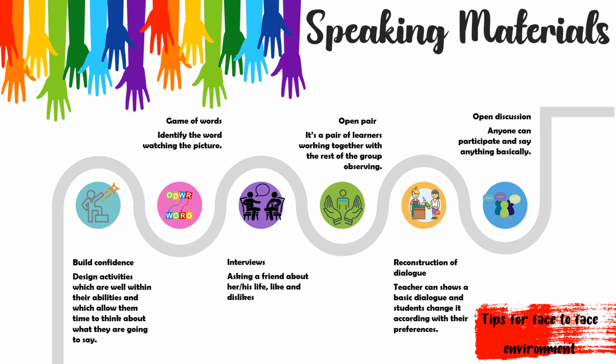Some tips or activities that you can develop with your students: game of words. The idea here is that they identify the words by watching the picture about a topic, for example, animals, places, people, and what else. Interviews, asking a friend about her or his life, about their likes and dislikes.